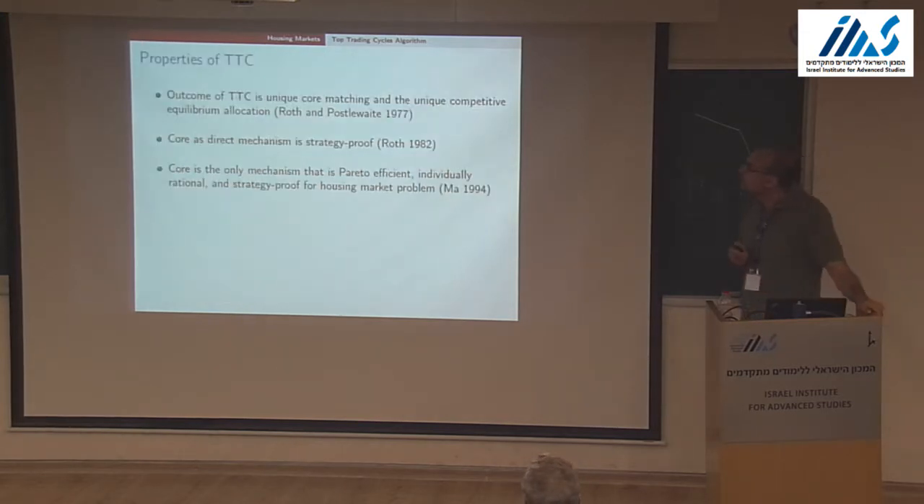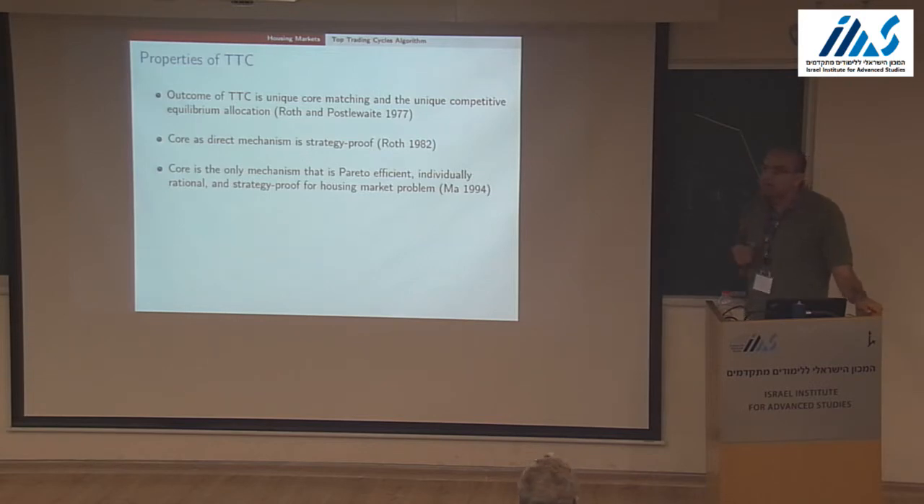Okay, so let me tell you a little bit about those properties. The first property is that the outcome of top trading cycles is going to be a core outcome, and in this model it is the unique core outcome. So we have a way to compute a core outcome very simply.